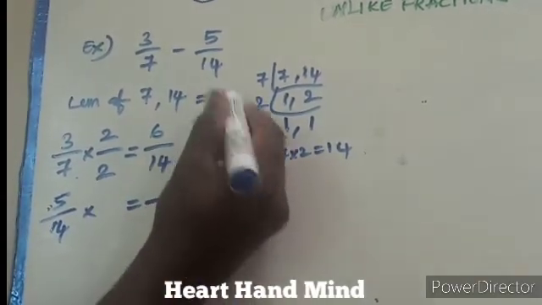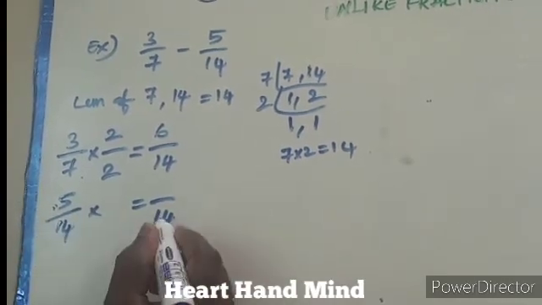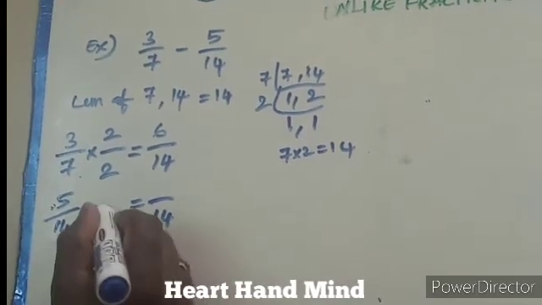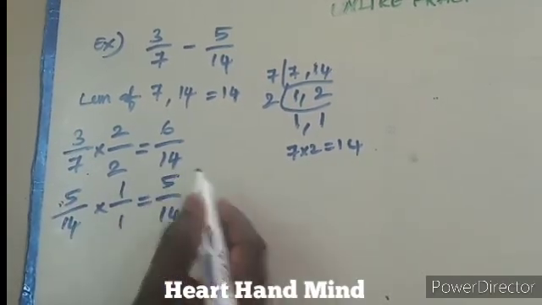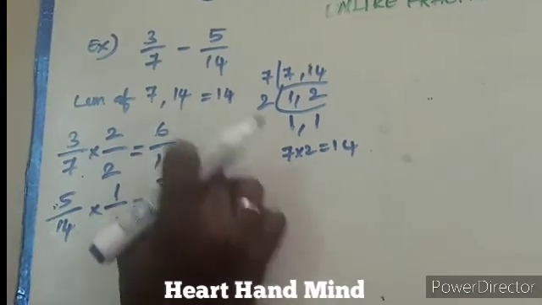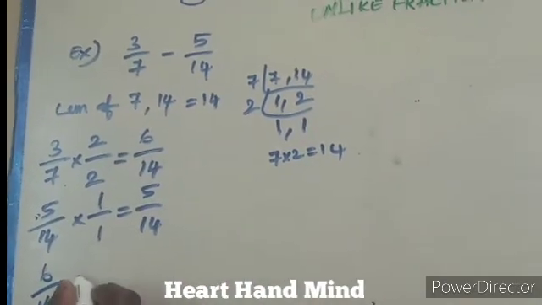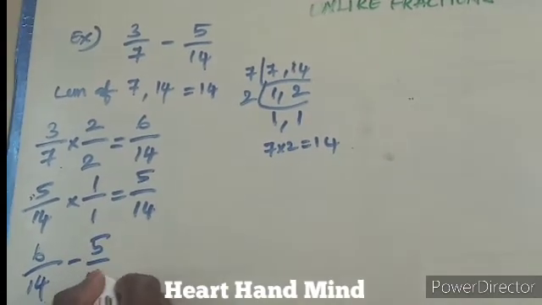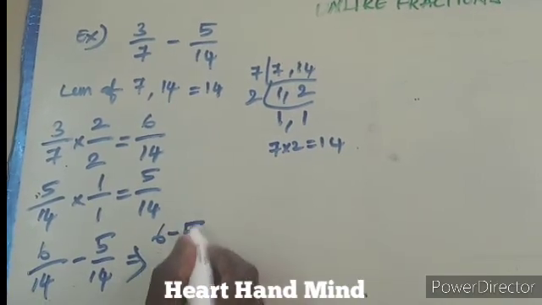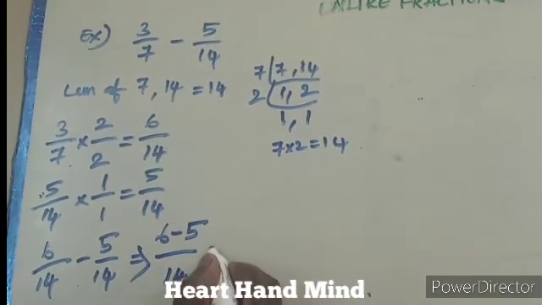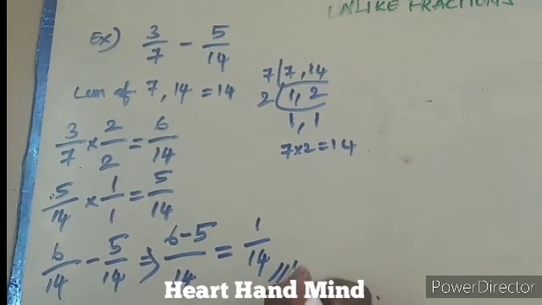I write the LCM here, 14. I want this 14 to become 14, so I need to multiply it by 1. 14 ones are 14, so same one I need to use for the numerator too. So 5 1 is 5. Now do the operation between these two, which have become like fractions. Now 6 by 14 minus 5 by 14. Same procedure, subtract the numerators and then take the common denominator. 6 minus 5 equals 1 by 14. This is the answer.